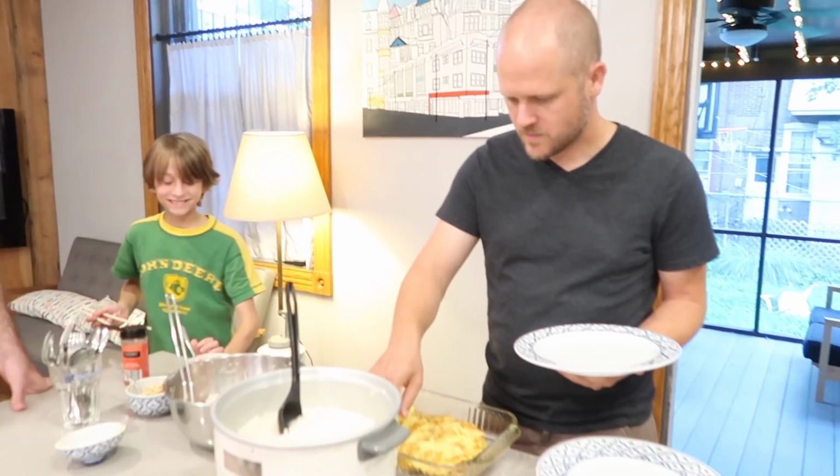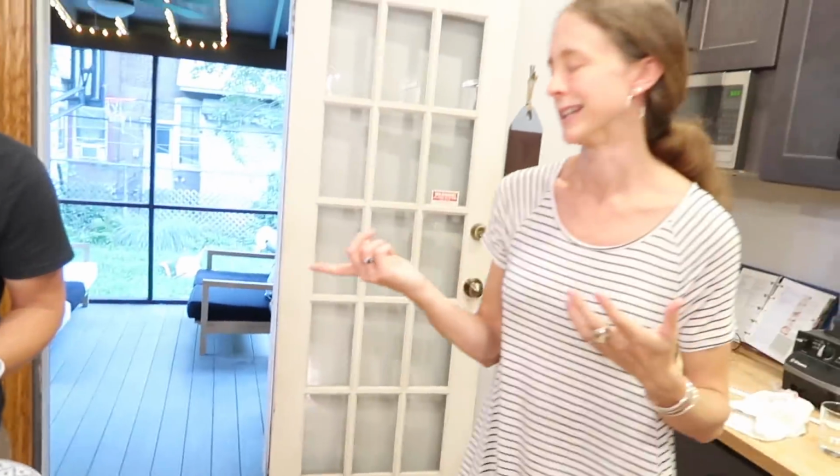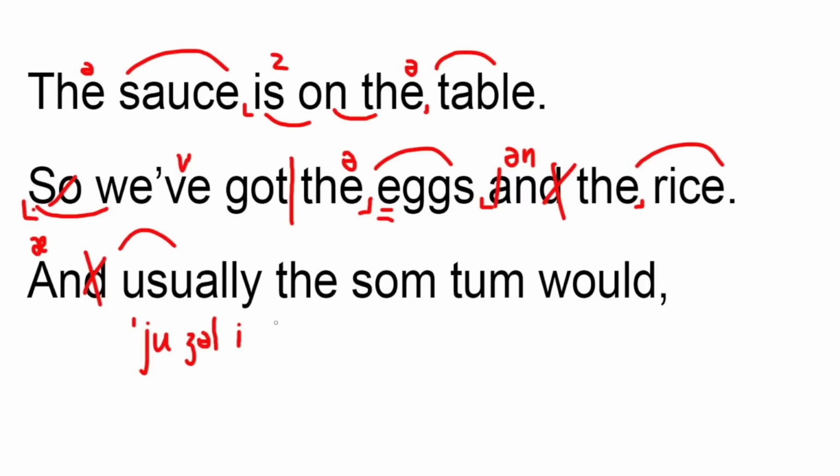Usually the sometime would have sticky rice with it. The sometime, said quickly with the schwa. Then we have a couple words that are a little bit more stressed. Of course, this is not English, this is Thai. She's making a Thai salad here. The word would, L is always silent. Usually the sometime would have sticky rice with it.